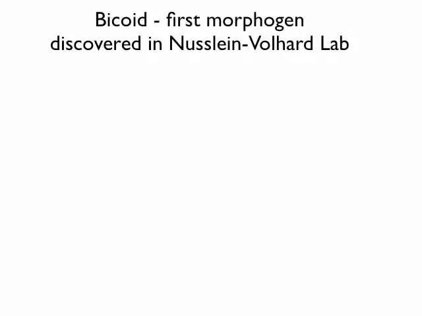Let's look at one of the most important maternal genes, which was bicoid. The reason that bicoid has enjoyed a lot of work in the last 20 years is that it appears to be a morphogen, and it was the first morphogen that was actually identified. It was discovered in a maternal effects screen from Janni Nüsslein-Volhard's lab.